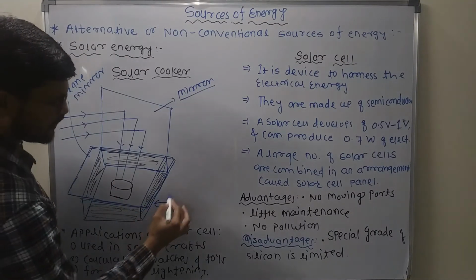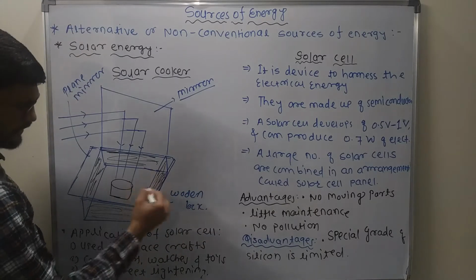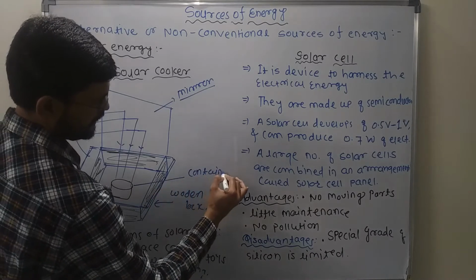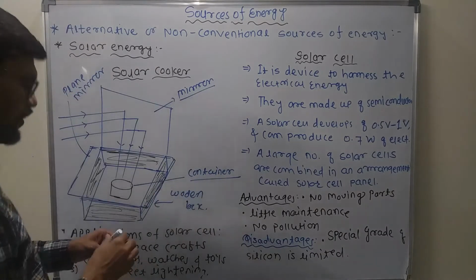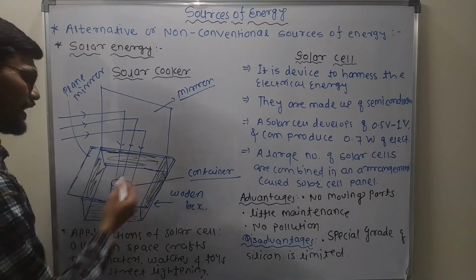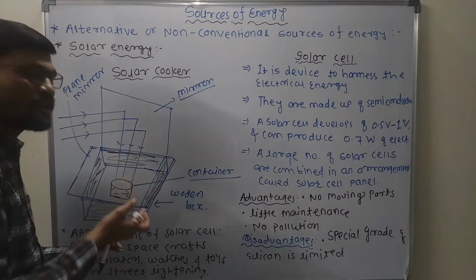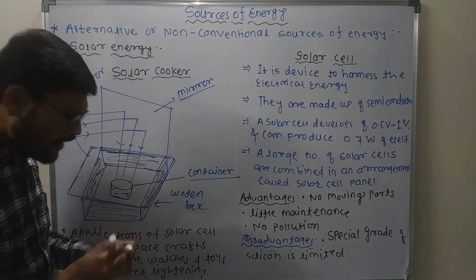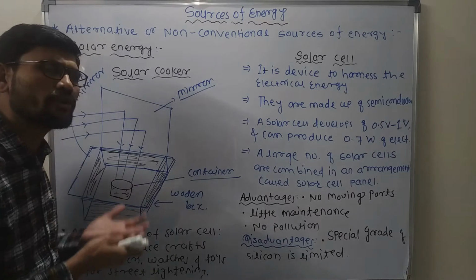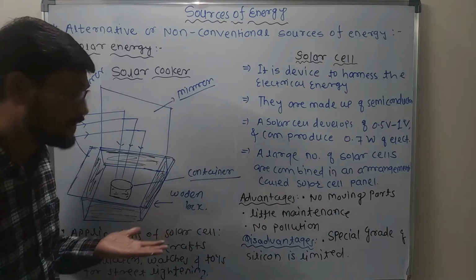Clear? This one is a wooden box. This is the construction I am telling you. And this is the container, coated with black. How is this container coated? Obviously, this container is coated with black color, and the inner walls of the wooden box are also coated with black. Why is it like that, that the container and the inner walls of the wooden box are painted with black?